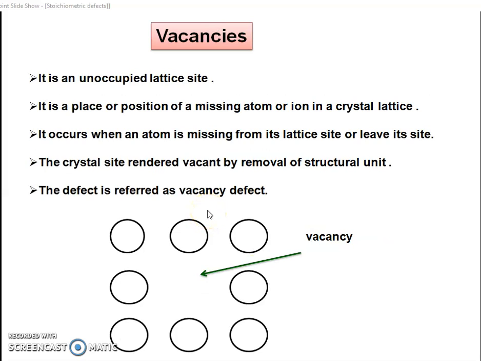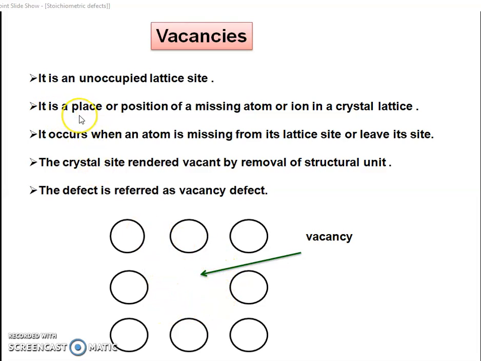Next is vacancies. So you know that vacancies mean a free space present in the lattice, like an unoccupied lattice site. This is a space not occupied by the crystal, so it is a free space present in this lattice, and therefore it is a defect observed in crystals.